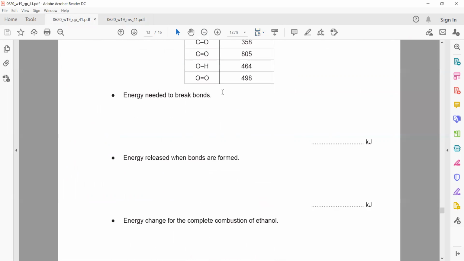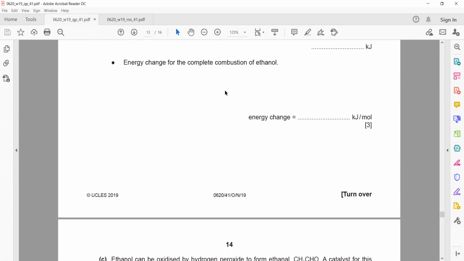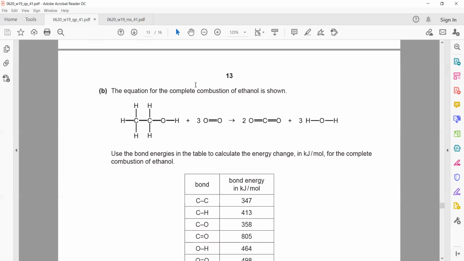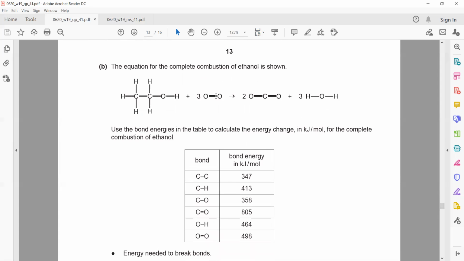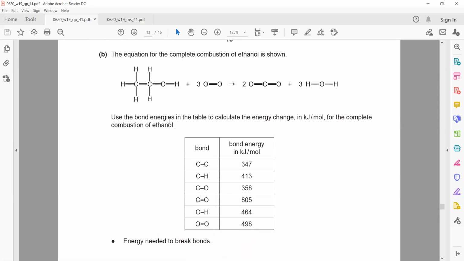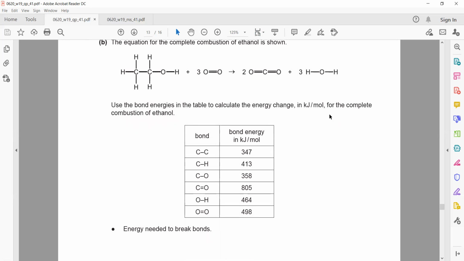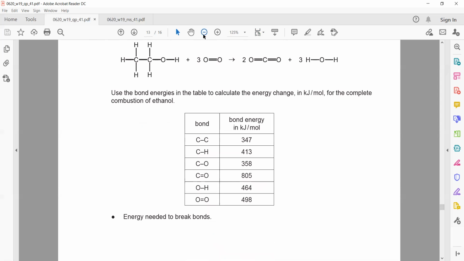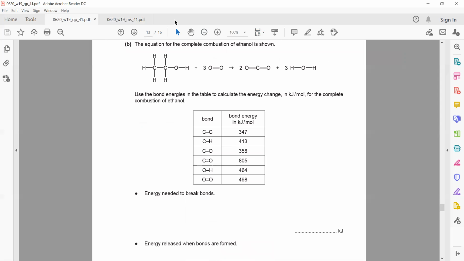Discussion is about the bond breaking and bond forming. The equation for a complete combustion of ethanol is given. Use the bond energy in the table for a complete combustion of ethanol. Energy is needed to break the bond. So which bonds are you breaking? You're breaking the C-C bond, C-H bonds, the C-O bond, the O-H bond, and then three oxygen double bonded with oxygen.